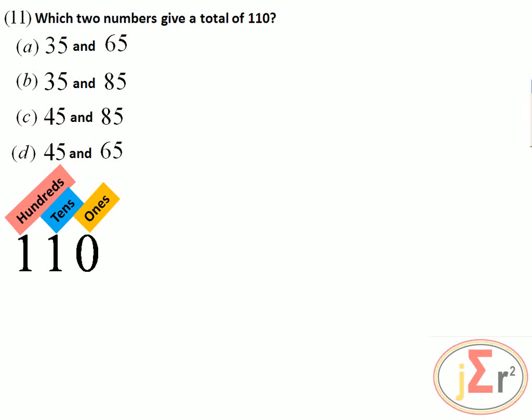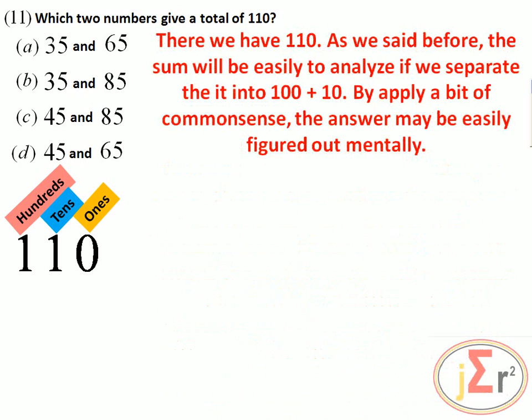There we have, what number is this, Jerry? 110. Right. There we have 110. As we said before, the sum will be easy to analyze if we separate it into 100 plus 10. By applying a bit of common sense, the answer may be easily figured out mentally. So we have the 100 and we have the 10. So separate it into 100 and 10. 2 components, 100 and 10.